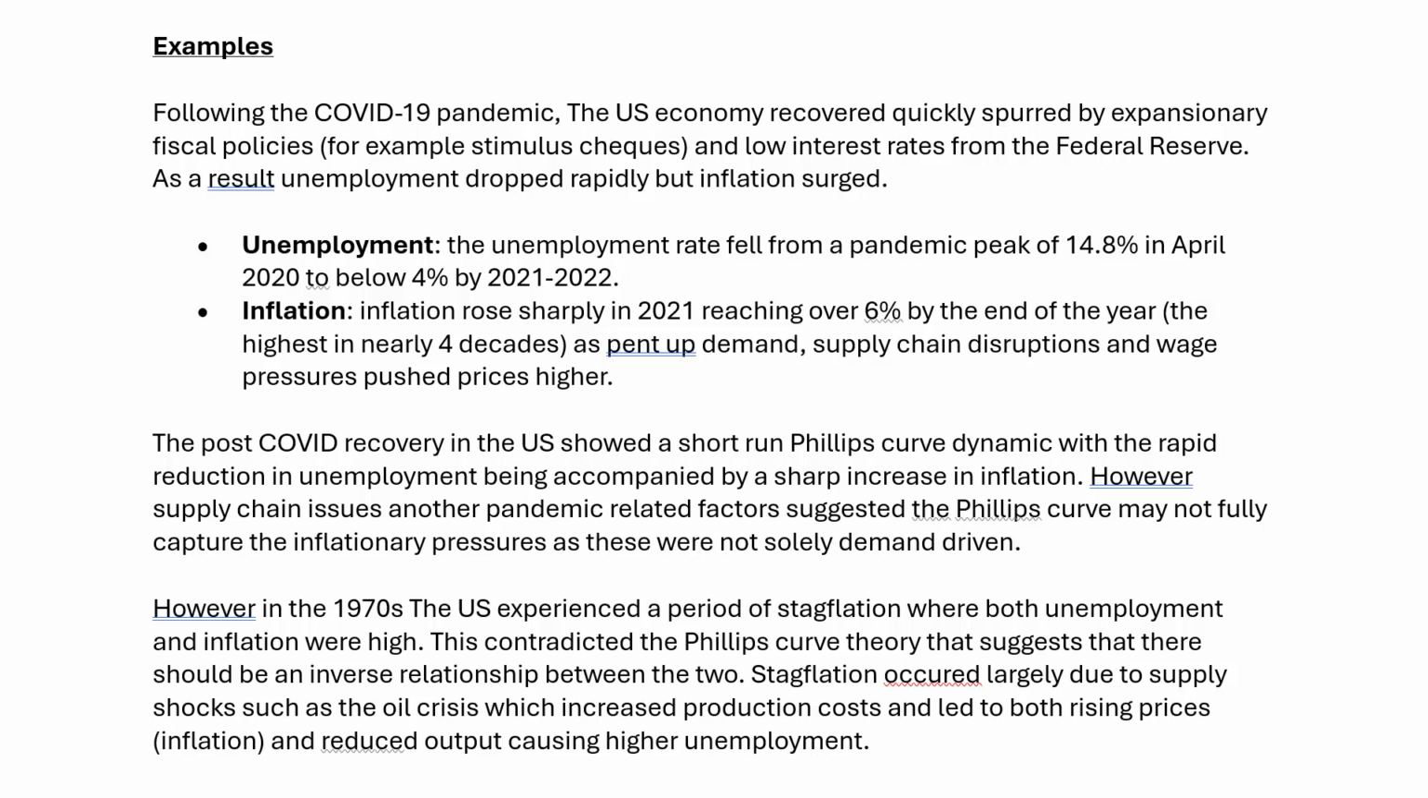As a result, unemployment rates fell, but what we saw a year later is that inflation rose to its highest level in nearly 40 years. So we see that short-term trade-off between unemployment and inflation during the COVID pandemic. But we also see that back in the 70s, this relationship sort of broke down during the oil crisis. So in that scenario, we saw stagflation, where we had both high inflation and high unemployment as well. So that kind of contradicts the Phillips curve theory.